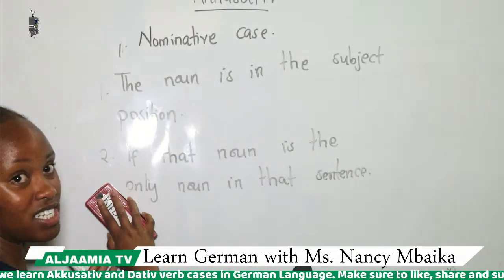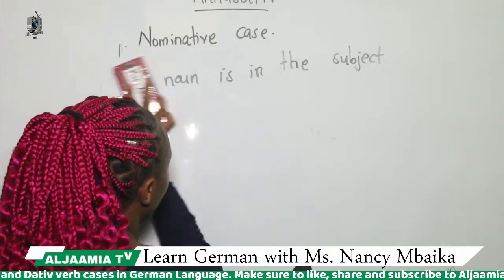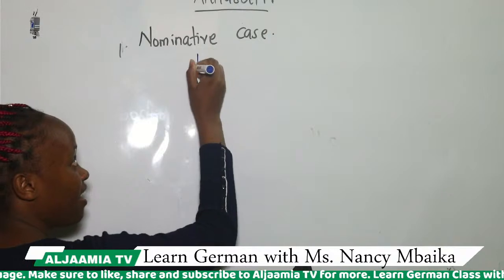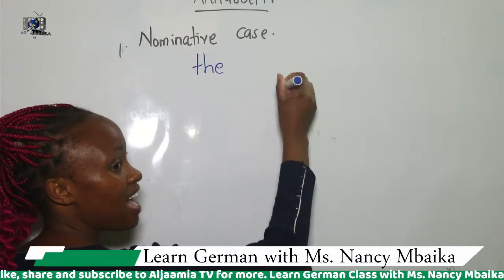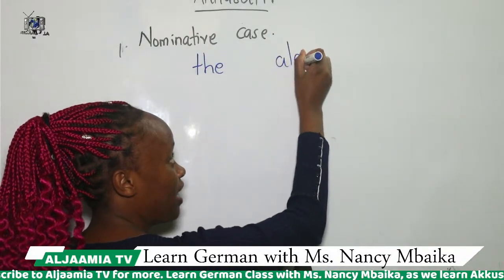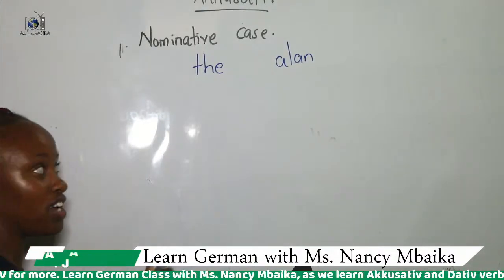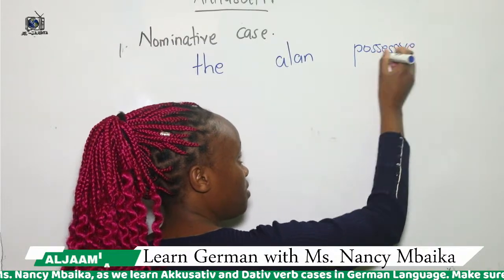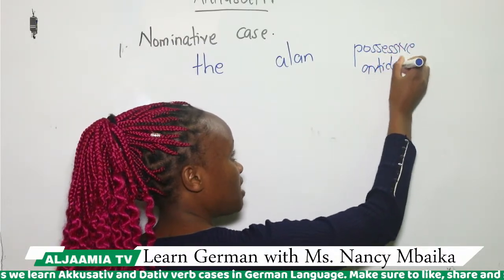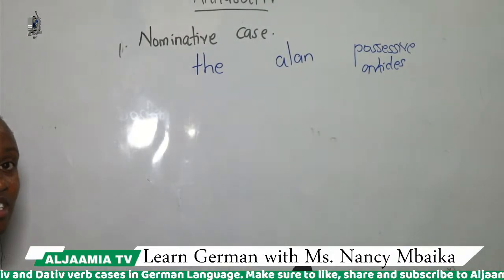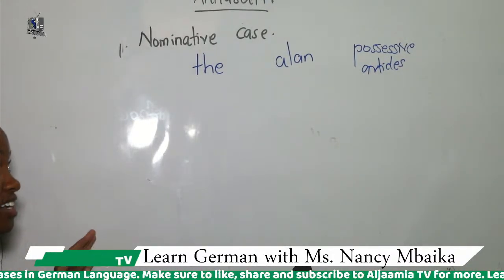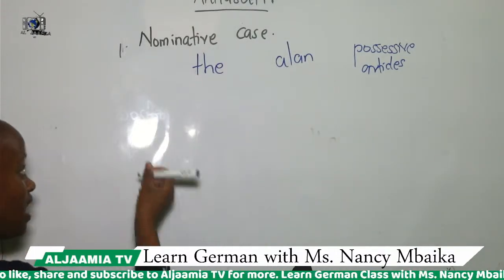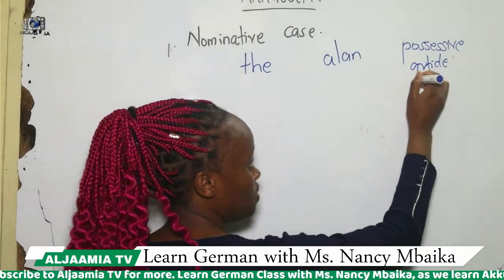Okay, so let us learn about the articles now. So we have the article that means the in English. We also have another article that means a or an in English. And the last article that we have are the possessive articles. But you still have some other articles in German, for example, the negative article, and so on and so on. So today I want us to only look at the article, a or an, or the possessive article. And in this case, today we are going to use my.